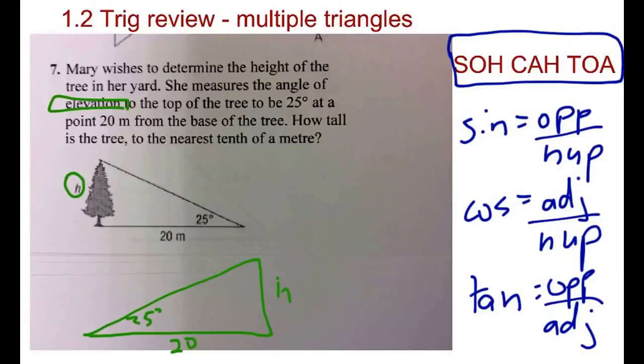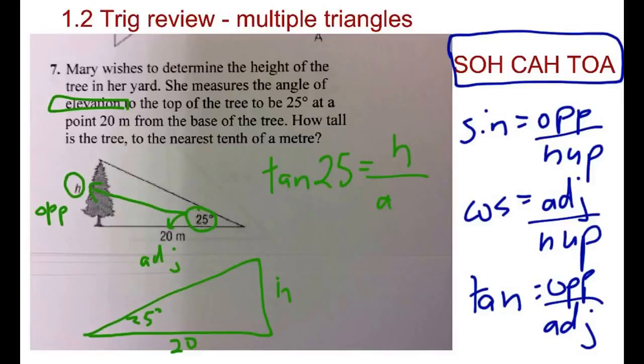What you want to do, remember, is always start with the angle that you're given. So if we have 25 degrees, label your sides of the triangle. The h in this case is our opposite. The hypotenuse we don't know, that's not given to us. And the one beside the angle is our adjacent. So we have opposite and adjacent, which means we want to use the tan formula. Tan 25 equals opposite over adjacent, which is 20 in this case. So our adjacent is 20. There's our formula.